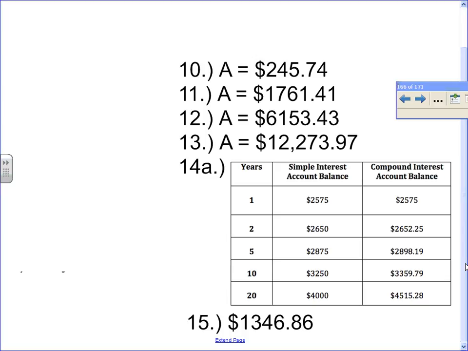No, that was just an application problem. What did it tell you in there? Hold on. Okay, it's just a different type of compound interest problem.